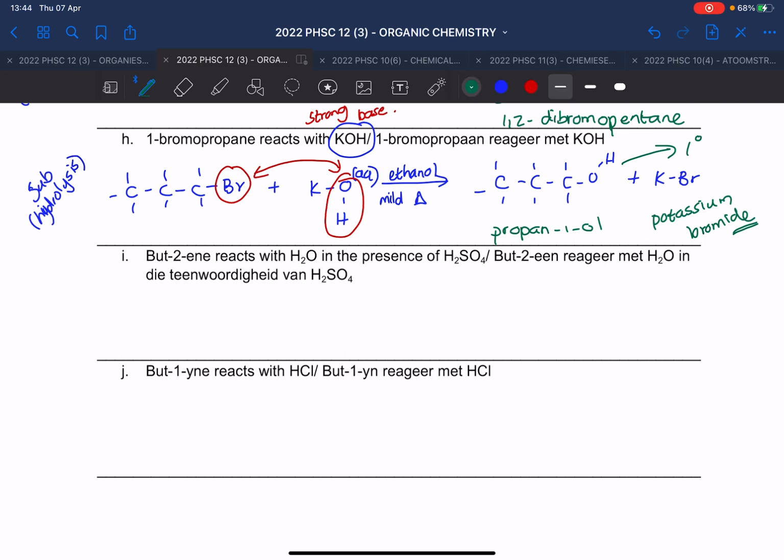But-2-ene. But stands for 4. And on the second one, there's a double bond. But-2-ene. I like your confidence, Lepelo. She didn't even count how many.